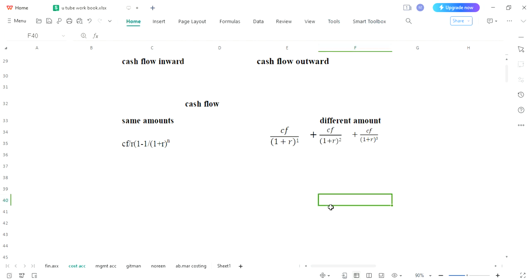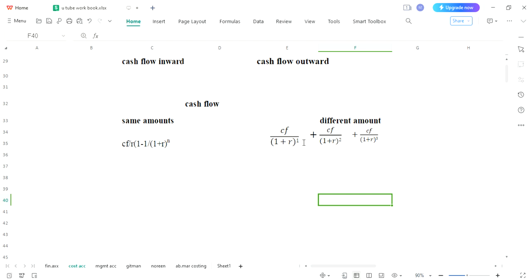Okay, so to what extent will you go? This is your first cash flow, then second, third. In this way, it is continuous. To which extent will you go? To the point where we are asked to go. That means the number of years would decide how many formulas you will write for a single asset.